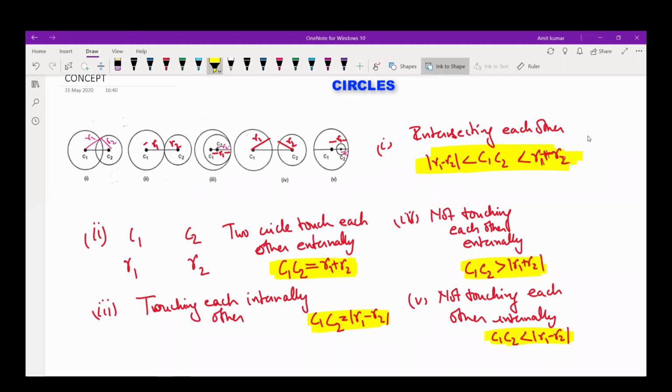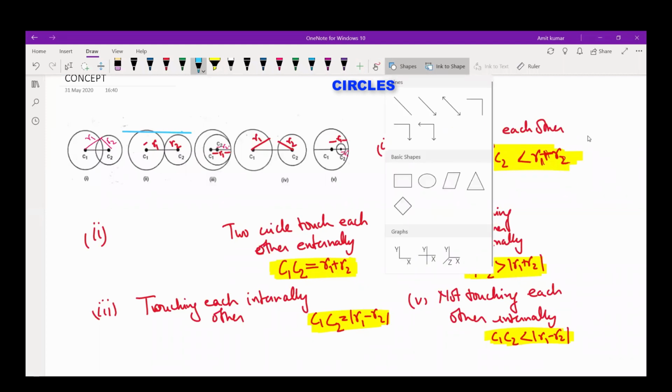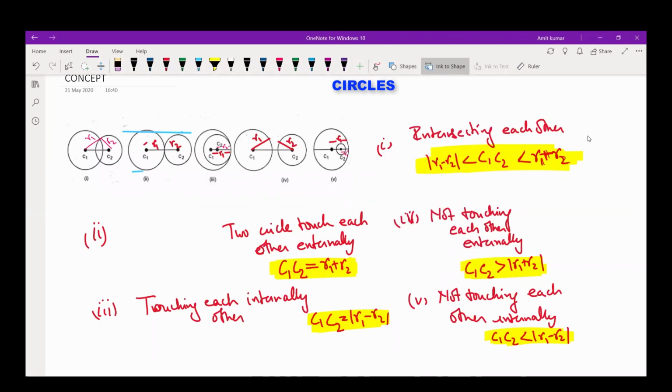So from these diagrams, one more result we can find out, and that is the number of common tangents in each diagram. In diagram 1, we can easily see that we can draw 3 common tangents here. One is this. Another common tangent will be this. And the third common tangent is this one.